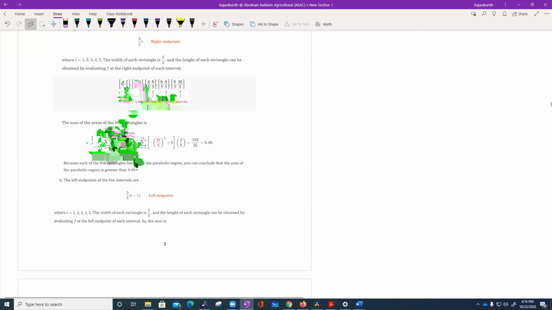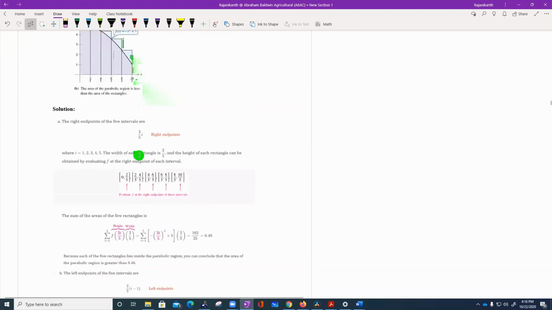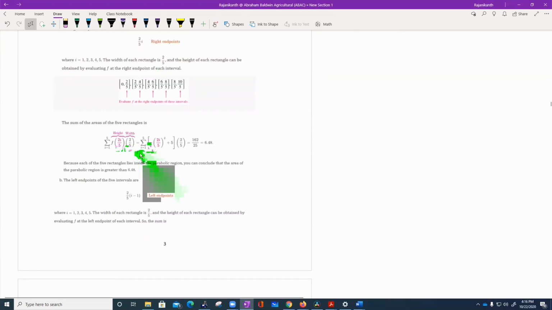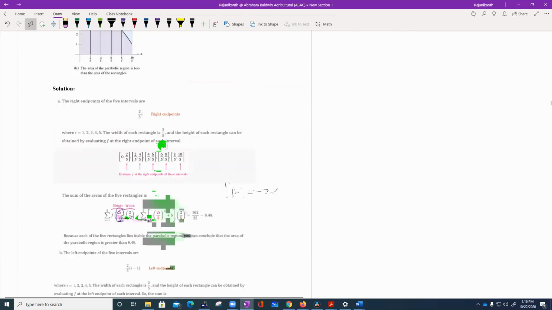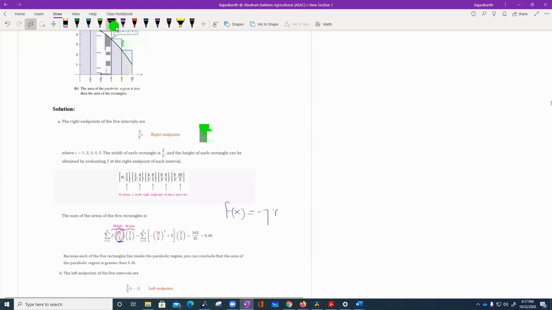You will be given a function. For this problem, what was my function? The function was negative x squared plus 5. So simply plugging in this value for x into your function. The function was negative x squared plus 5, but I now need f of 2i over 5. So simply plugging x as 2i over 5, this will be negative 2i over 5, squared, plus 5, right? That is why you have this step.